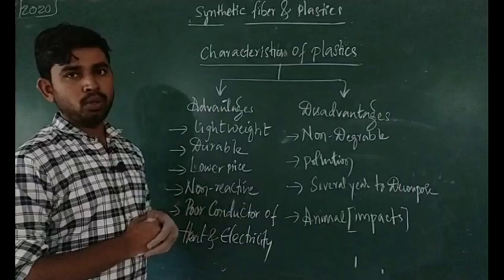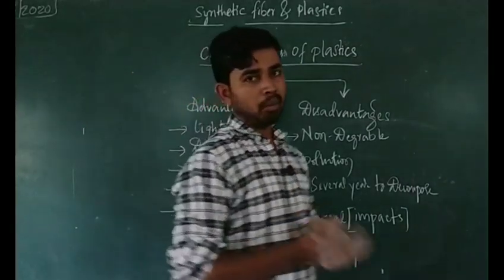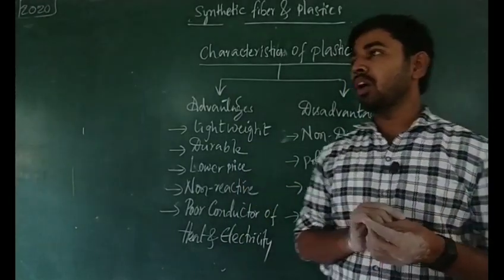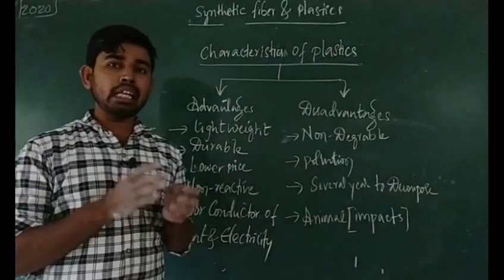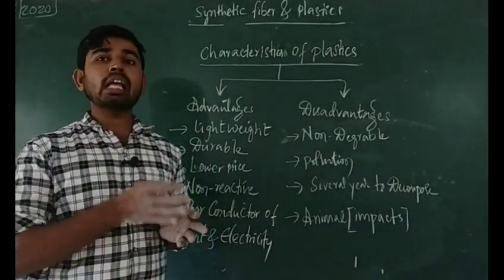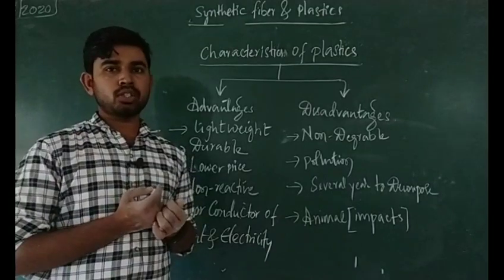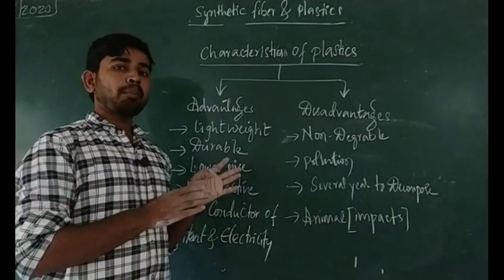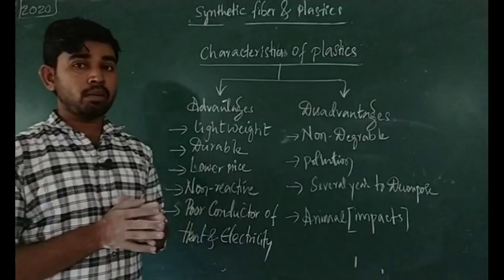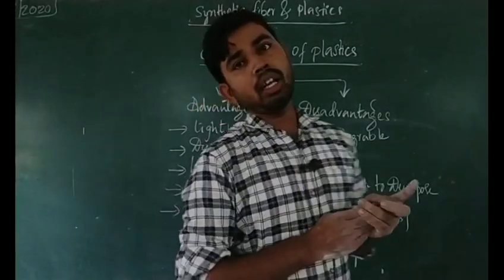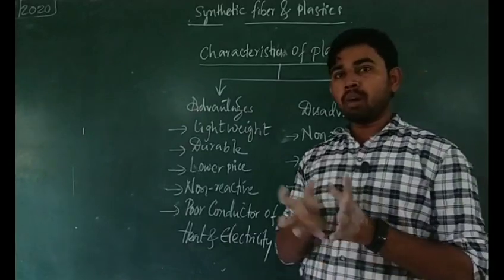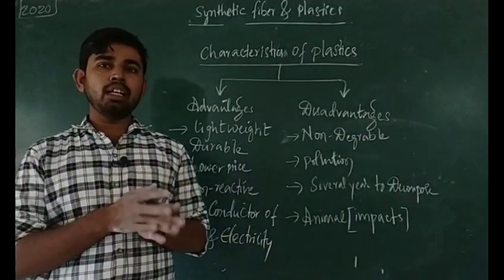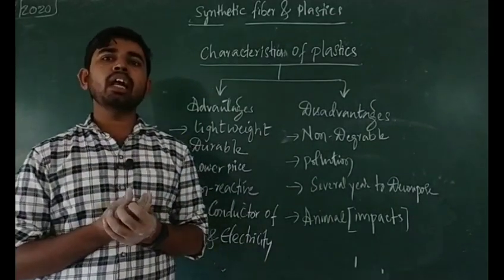Next one is non-reactive. Many chemicals in the laboratory we can store in plastic. Why? Because they are non-corrosive, they cannot react. They are non-reactive with different types of chemicals. We can store strong acids and strong bases in plastic because of their non-reactivity. Even in your home, in olden days they used to store pickles in mud pots, but nowadays they keep pickles in plastic containers just because of their non-reactivity.